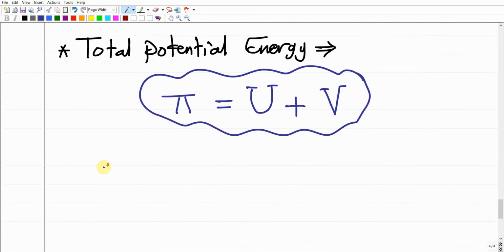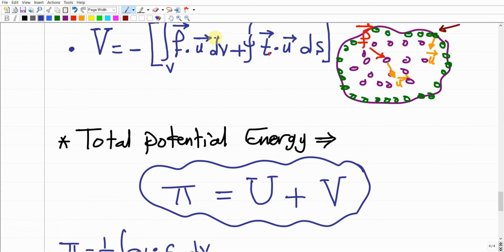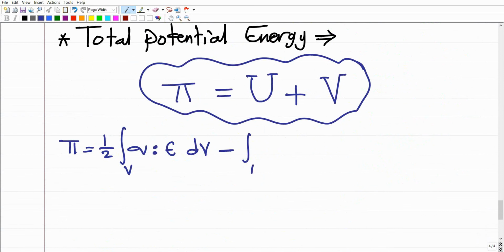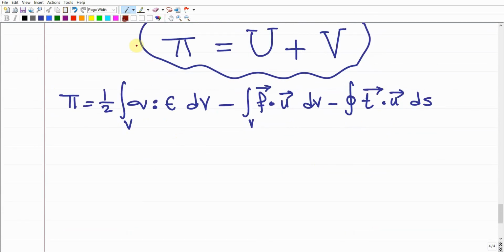So we can simply write this total potential energy in the vector form as 1 over 2 the integration over the volume of sigma, which is the stress tensor, in the tensor form, times epsilon dV, negative this work done. V is the integration over the volume of the body force vector dot the u vector dV, negative another surface traction term. This is the integration over the surface of the traction dot the u vector dS. This should give us the total potential energy in the vector notation.